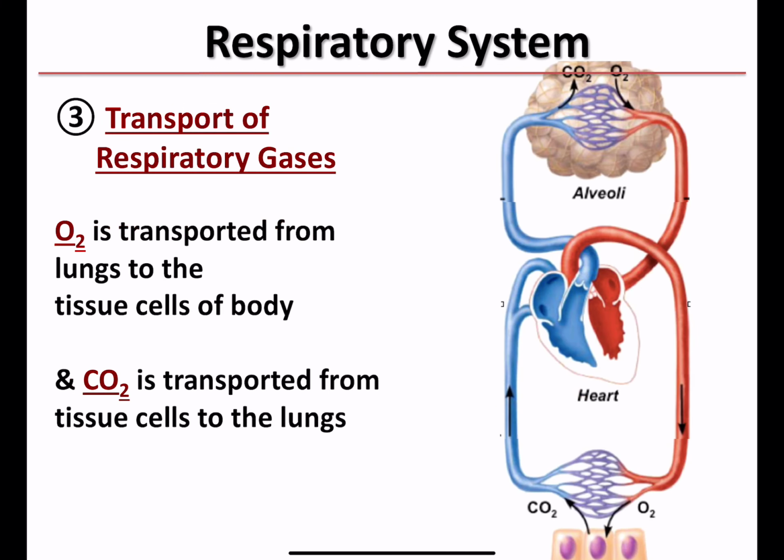So let's talk about transport of respiratory gases. Well, this comes back to the cardiovascular system, specifically our pulmonary and systemic circuits, which you guys reviewed ad nauseum from our last unit. So with the transport of gases, which occurs through the blood, O2 is transported from the lungs to the tissue cells of the body.